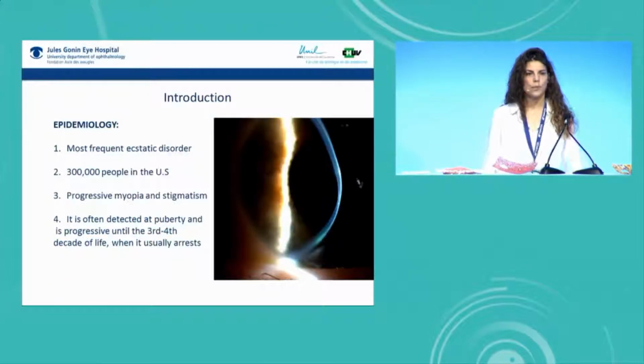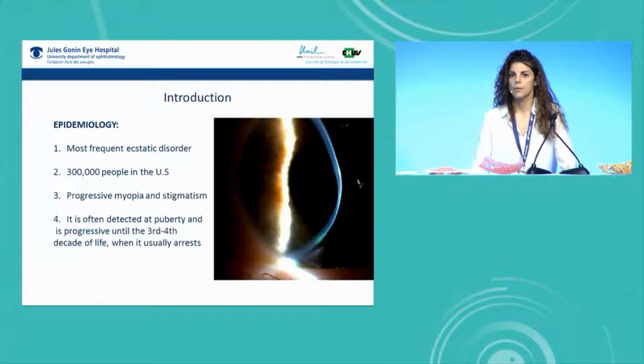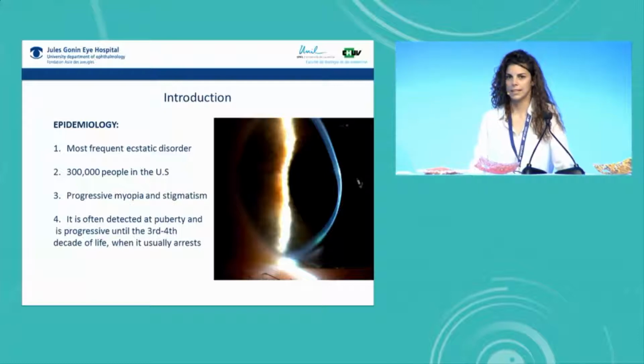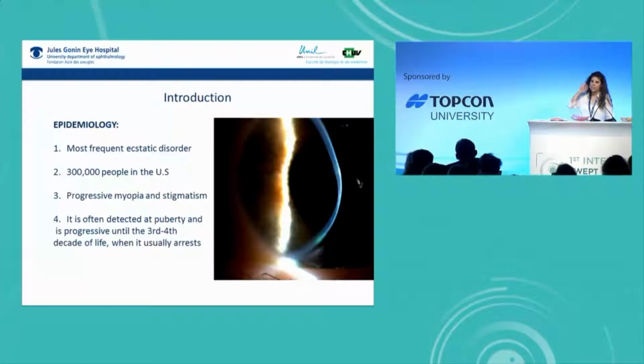Keratoconus is the most frequent of all the corneal ectasia disorders, affecting 300,000 people in the United States. The conical shape of the cornea is going to produce a progressive myopia and astigmatism. This illness is typically diagnosed during puberty, and it can progress until the 4th decade of life, when it usually stops.